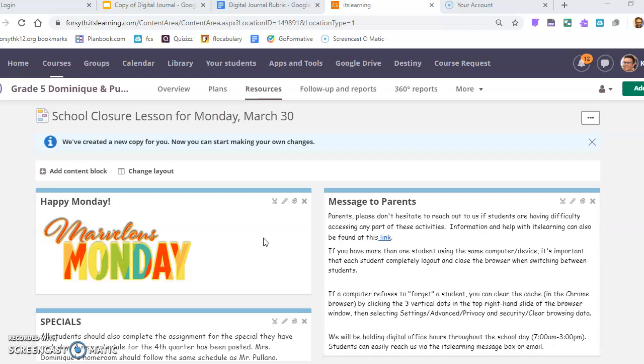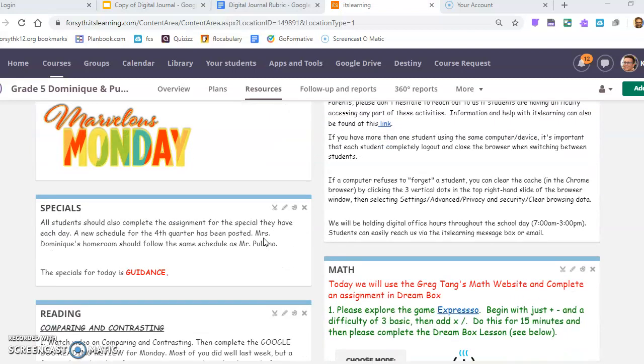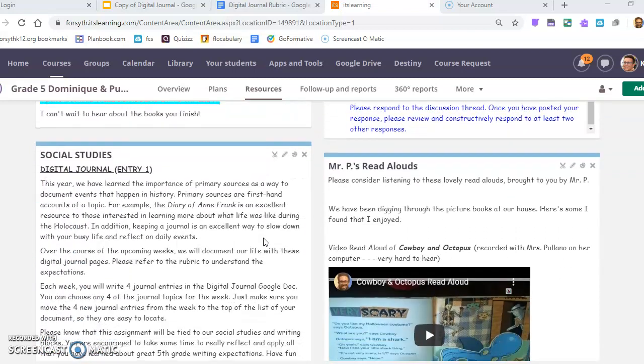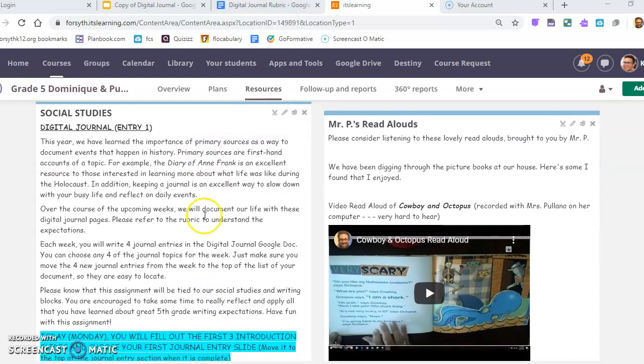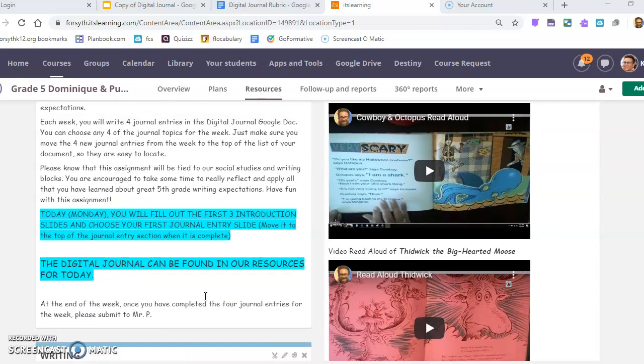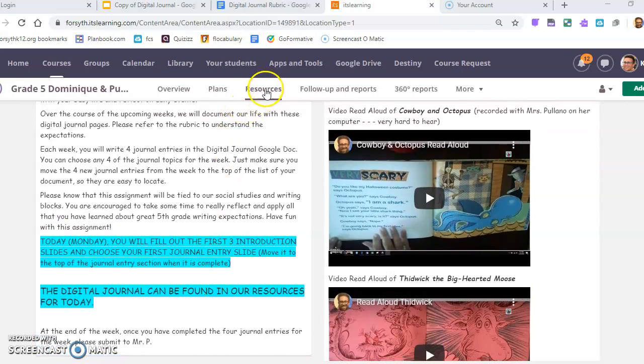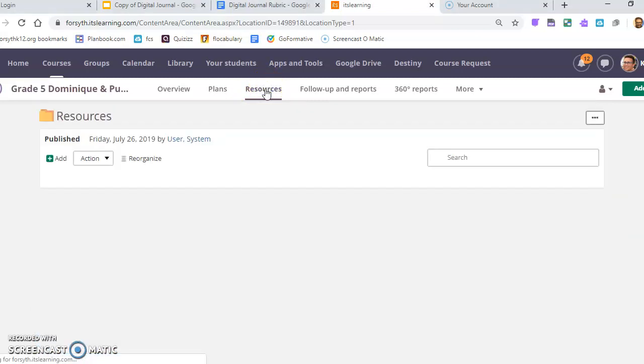What we have learned about is just the importance of primary sources, what happens in history, getting firsthand accounts of the people that are there. So we are going to get some firsthand accounts of your experiences at home and your day to day, what's going on right now, and create a digital journal. If you go to today's page, you'll see the directions for this and it explains everything. Make sure you understand that the resources for today will have everything that you need.